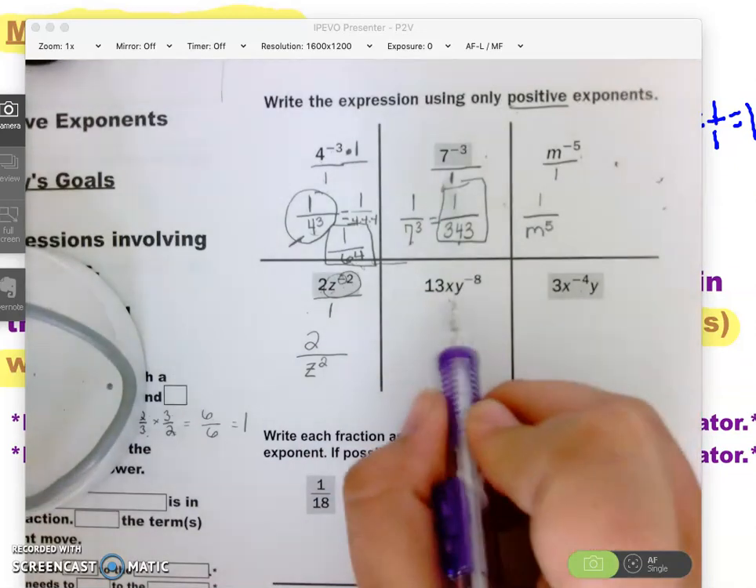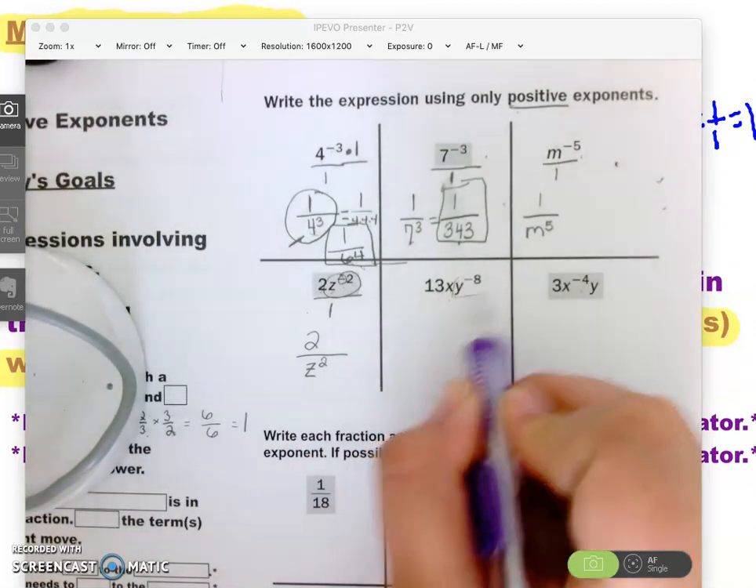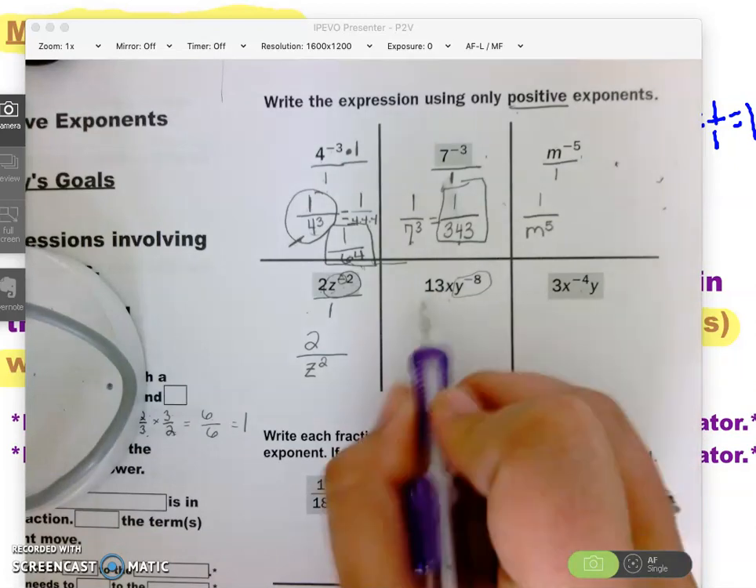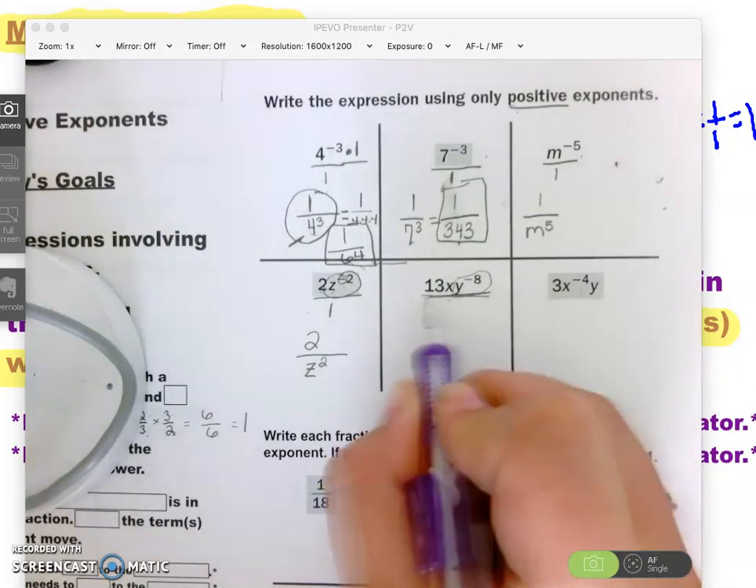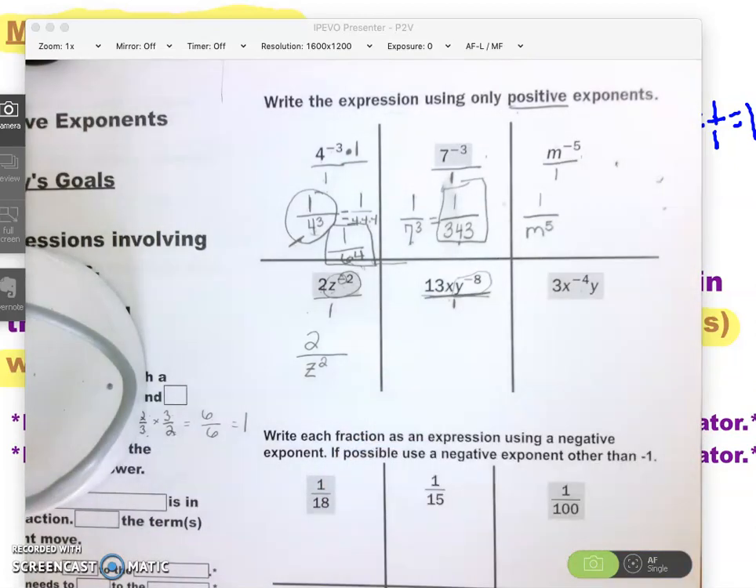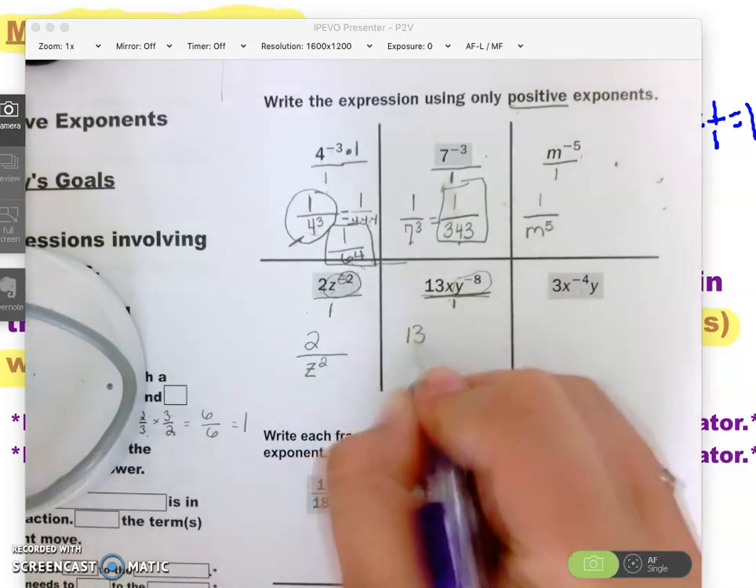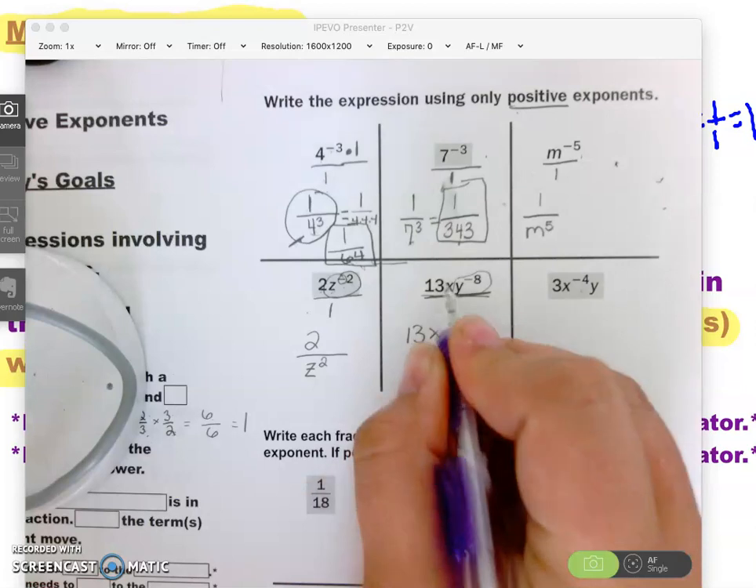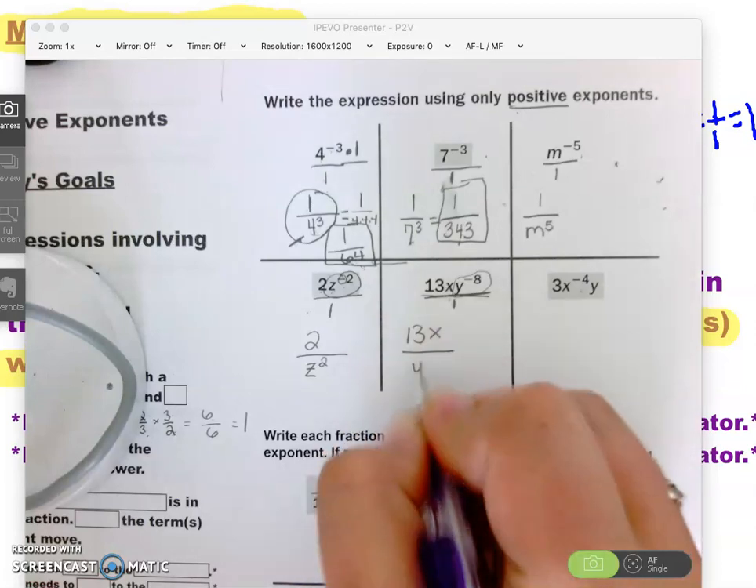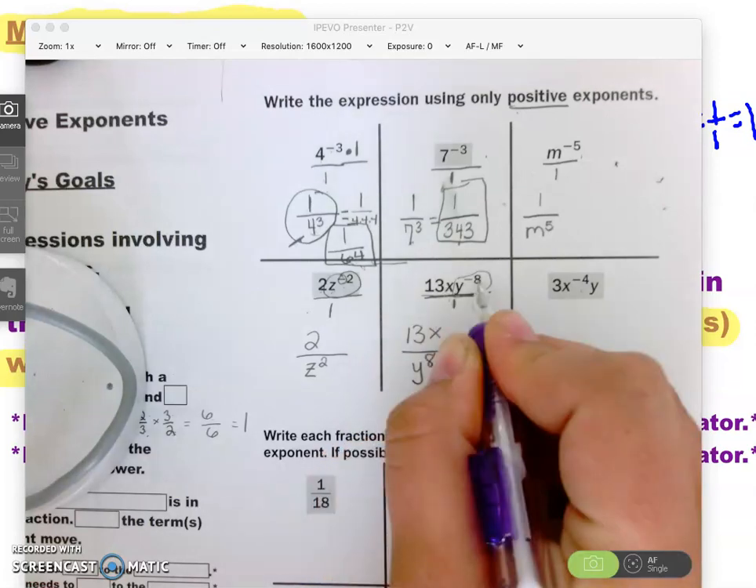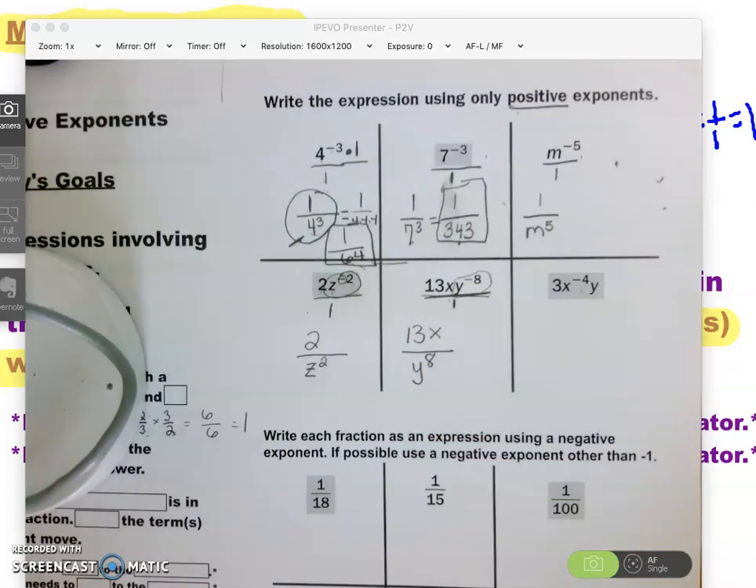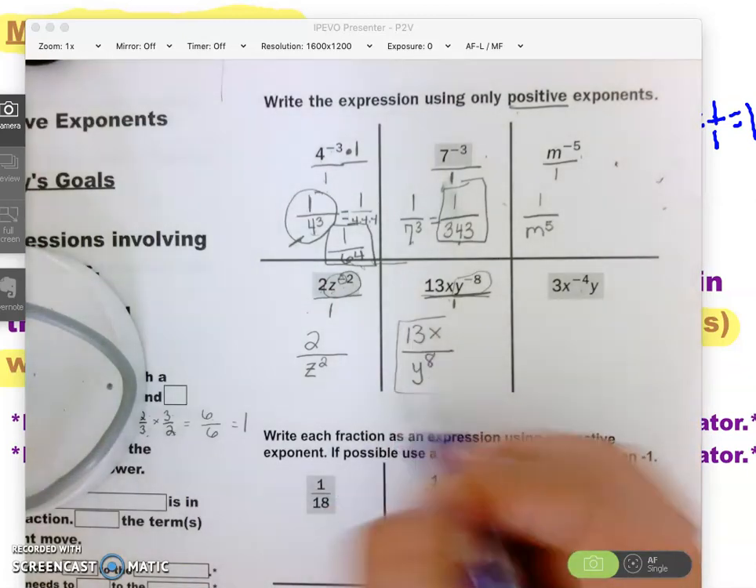Now here's another one that only this y is to the negative exponent. So first I'm going to put my whole number over 1, and then the 13 and the x stay on top of my fraction, but that y moves to the bottom, and the negative 8 changes to a positive 8. And I'm done. There's no other math that can be done.